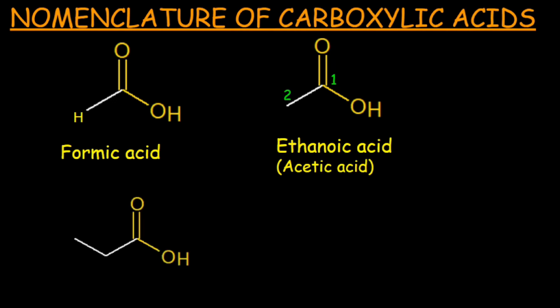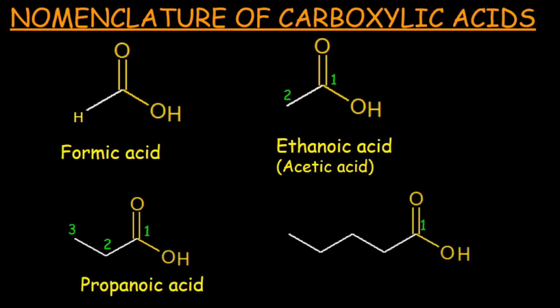Here the 3-carbon chain is present and again numbering would be started from carbonyl-carbon. The name of molecule would be propanoic acid. For 5-carbon chain, the molecule would be named as pentanoic acid.